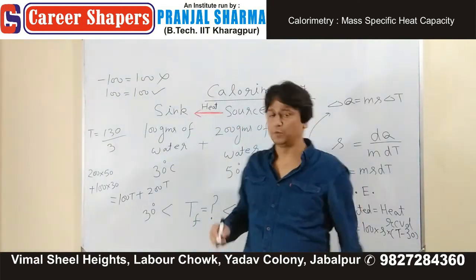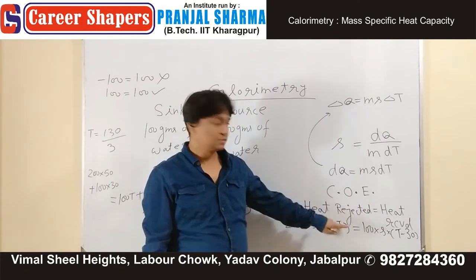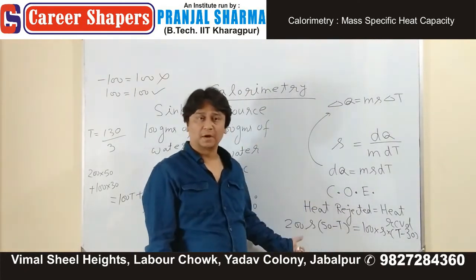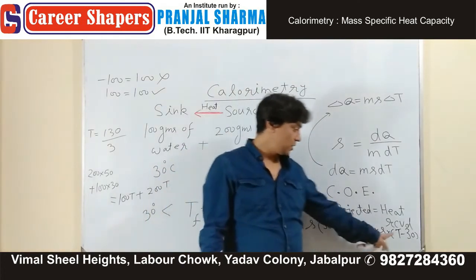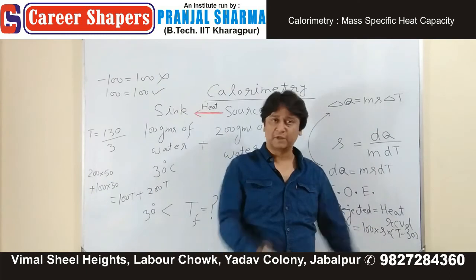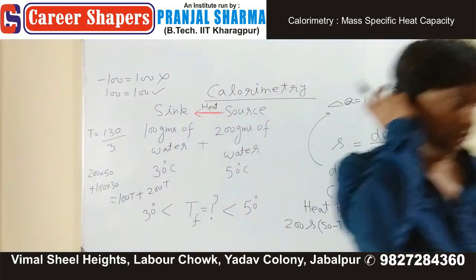Are you comfortable with this approach? Source, sink, positive, positive, where will it be 50 minus T, where will it be T minus 30. If you are comfortable with this whole thing, then write down yes in the comment box. Fast.